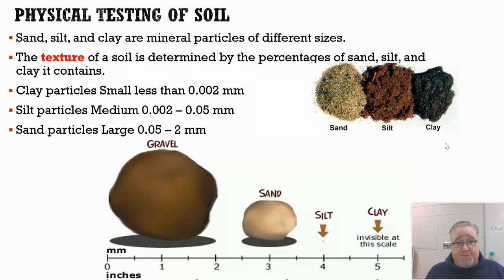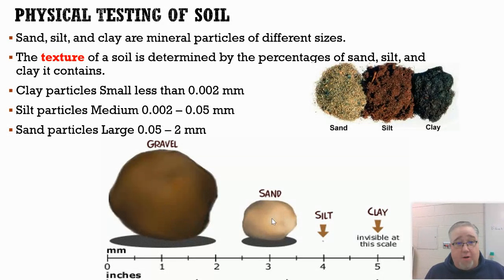Now, the difference between the three particles is basically their size. Sand particles compared to the other two, if you look at this picture down here, I think it makes some sense. A sand particle is the largest of the three. We're comparing these to a piece of gravel, which is like a small pebble or a small rock.